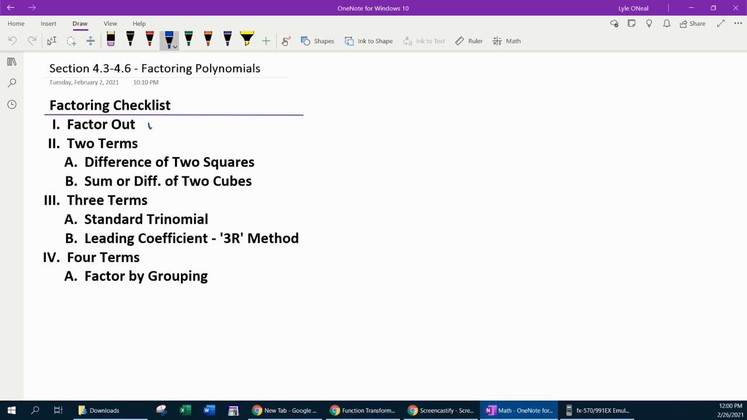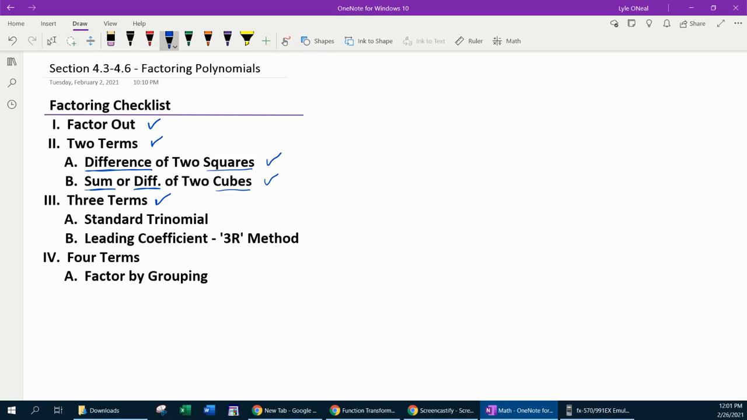First step, factor out. If you have any common factors, you have to factor them out, and that has to happen first. Once you factor out a common factor, if there is one, then you're going to consider how many terms there are. If there are two terms, you've got two options: you could have the difference of two squares, or you could have the sum or difference of two cubes. Before I move on, I want you to notice that for squares, you can only handle a minus. If you have cubes, you can handle a plus or a minus and get that to factor.